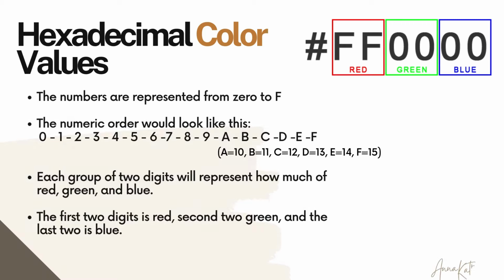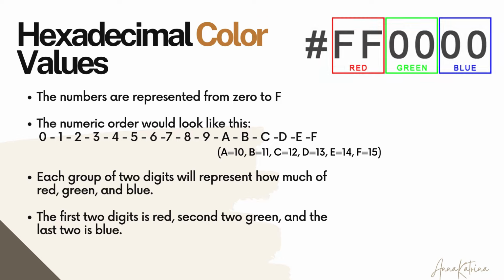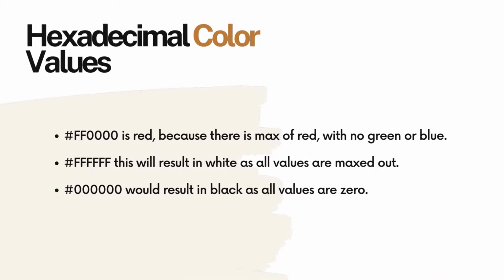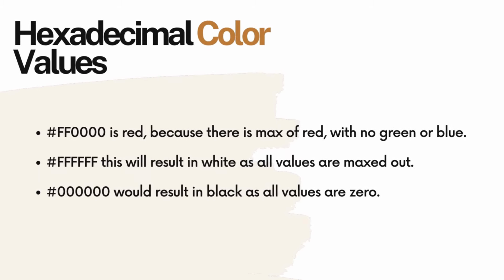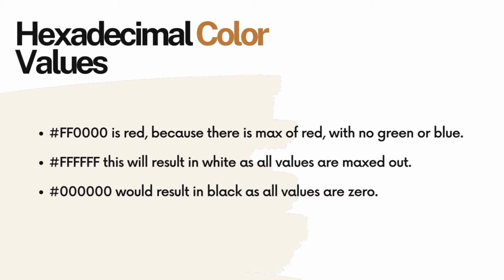The numbers are represented from 0 to F. Each group of 2 digits will represent how much of red, green, and blue. The first 2 digits is red, second 2 green, and the last 2 is blue. Using 0 as the lowest possible value and F as the highest, here are some examples to help you understand the code.